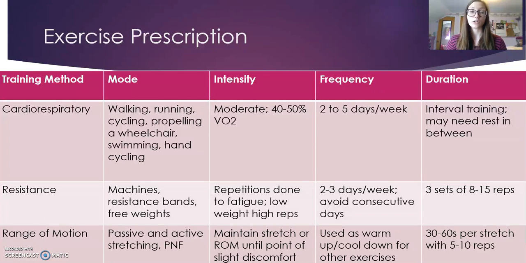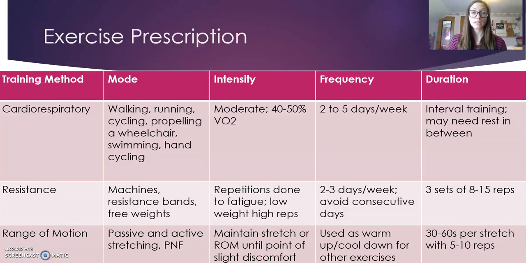So intensity for cardiorespiratory should be started at about 40 to 50% VO2 reserve. This is considered moderate intensity, and they can progress to about 50 to 60%. The frequency should be about 2 to 5 days per week, and 30 minutes a session is the goal. However, due to fatigue, it may be more beneficial to break that up into three 10-minute sessions throughout the day.